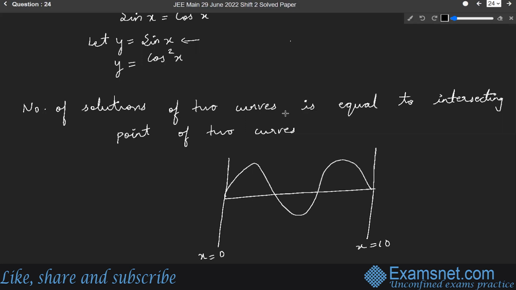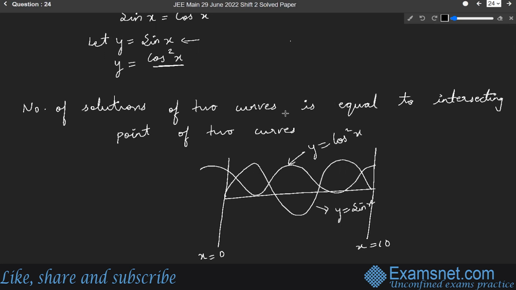And now we have to make the curve for y is equal to cos square x. We know that the curve for cos square x always lies above the x-axis. Why does it lie above the x-axis? Because cos square x means all positive values, right? So it will always lie above the x-axis. So the curve for y is equal to cos square x will be somehow in this way. So this is the curve for y is equal to sin x, and this is the curve for y is equal to cos square x.